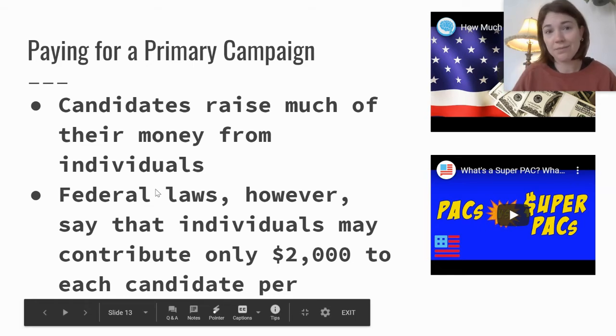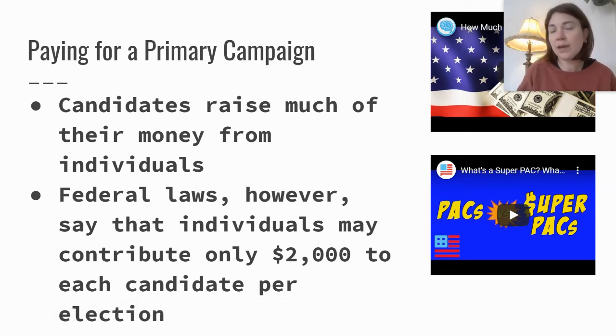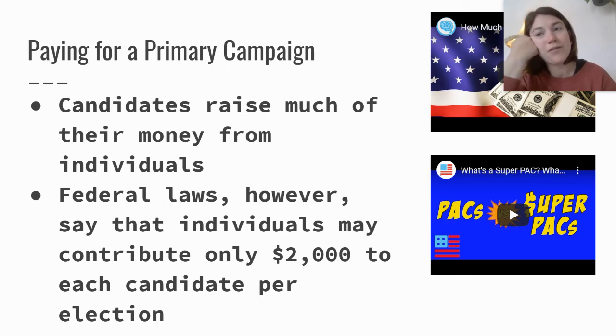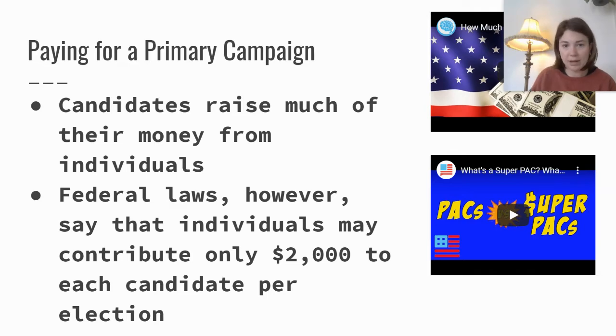You got to pay for it, though. You got to pay for your primary campaign, and then you have to pay for your general election. We're going to talk about the general election later. Candidates raise much of their money from individuals. Federal laws, however, put limitations on this. Individuals may contribute, an individual meaning like me, a private citizen, if you had $2,000 lying around, you can only give up to $2,000 to any candidate per election.